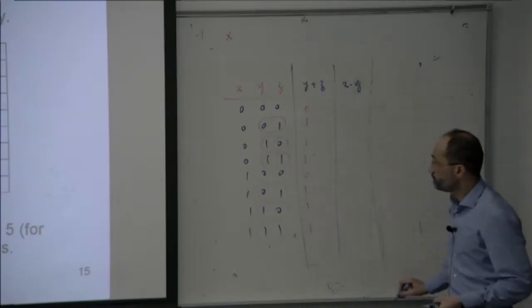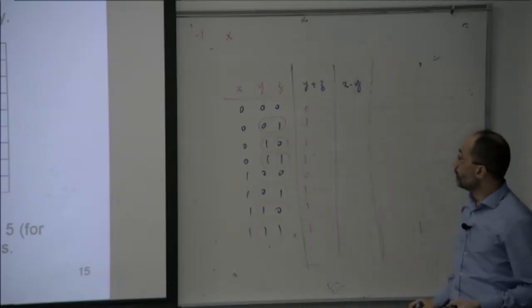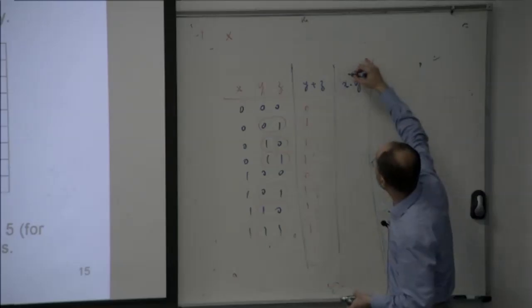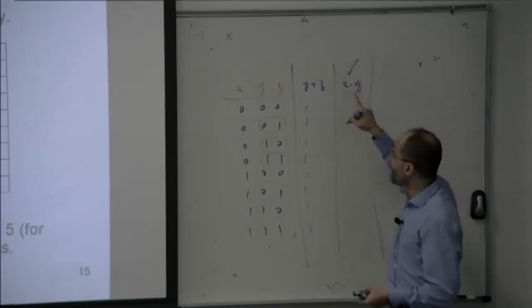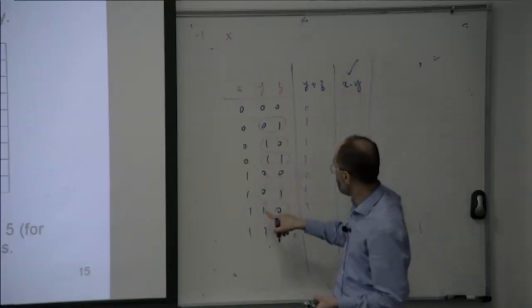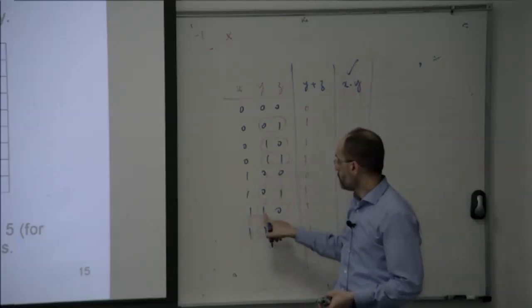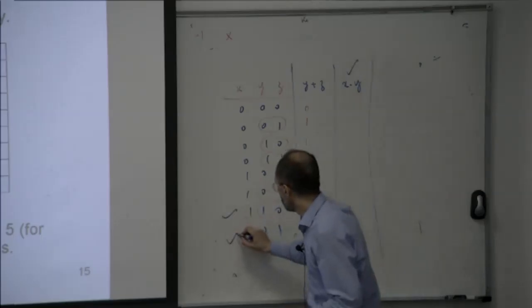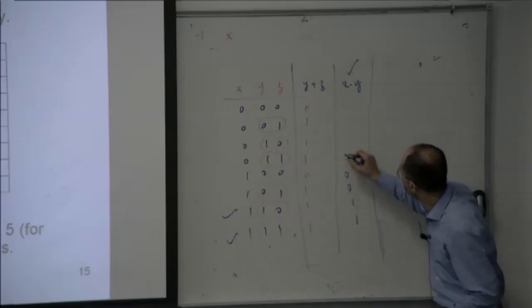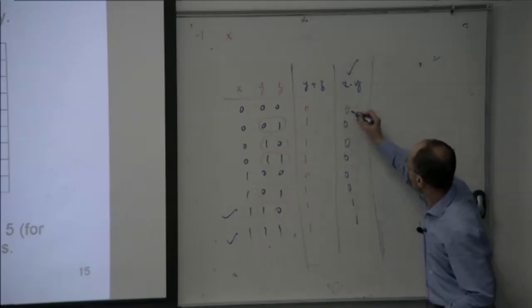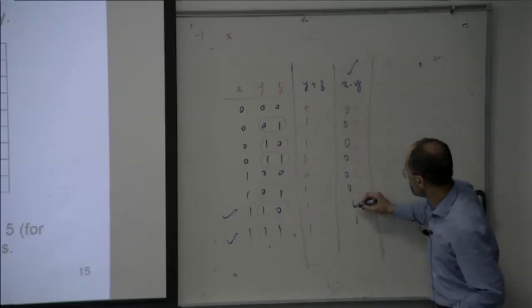Okay, now we have x dot y. When will the output be 1? When both of them are 1. So I'm taking this with a tick. Both x is 1 and y is 1, because this is an AND. When x is 1 and y is 1, which combination? The last two. So the last two are 1 and all of the others are 0. 1, 2, 3, 4, 5, 6, 7, 8.